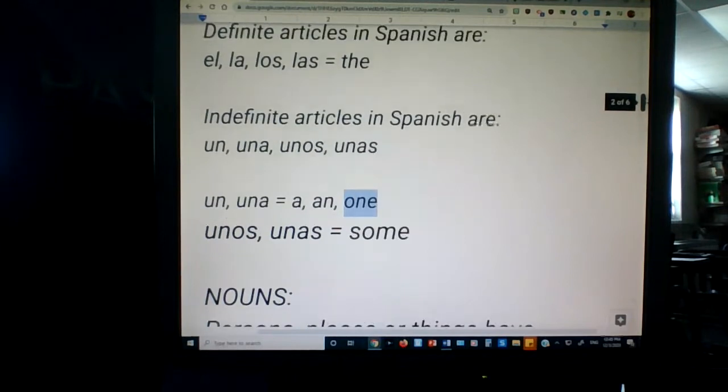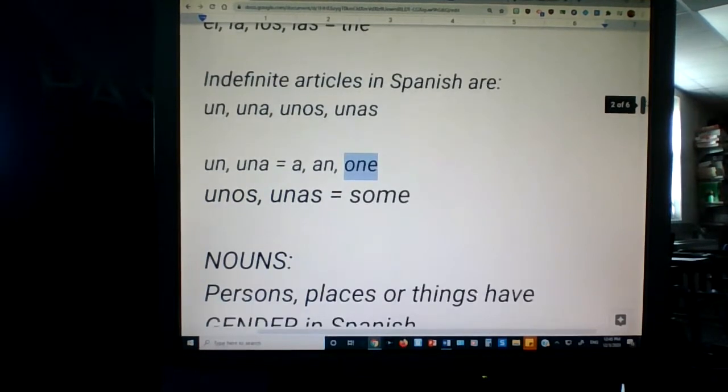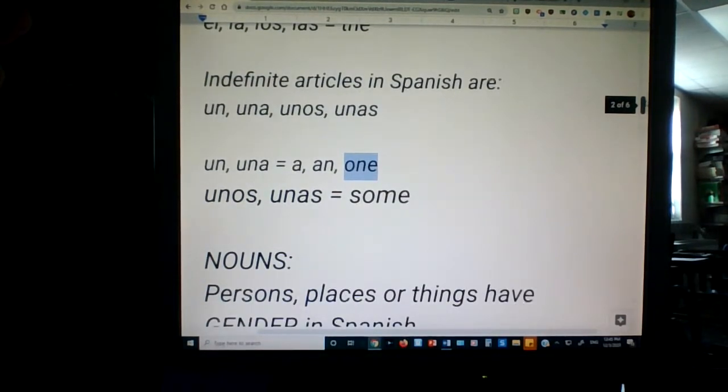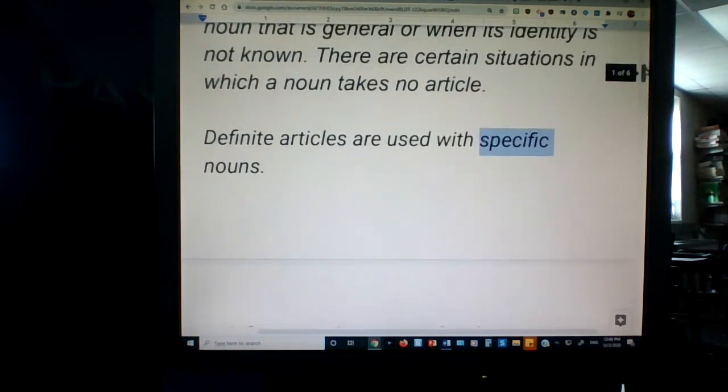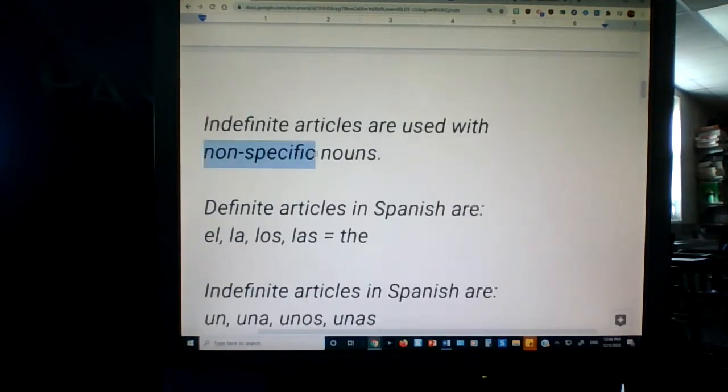All right, so let's take a look here. What's the difference between the pizza and a pizza? La pizza, una pizza. It goes down to this: specific, non-specific.